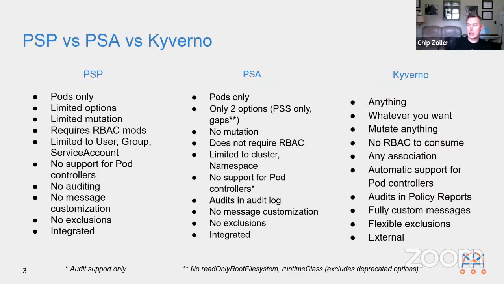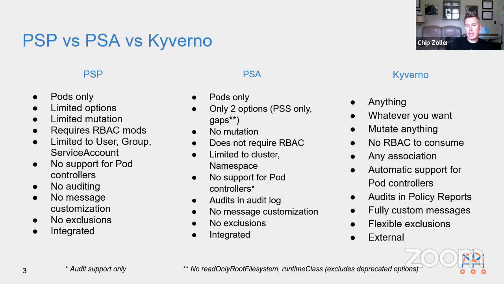So PSA is even less flexible, because remember what I was saying at the outset, PSA is broken down into pod security standards, PSS profiles. So when you enable a profile, the profile contains a whole list of controls. Once you enable that profile, you cannot exclude for anything that's in that profile. You're getting all of that profile or you're getting none of it. So no exclusions in PSPs or PSAs.